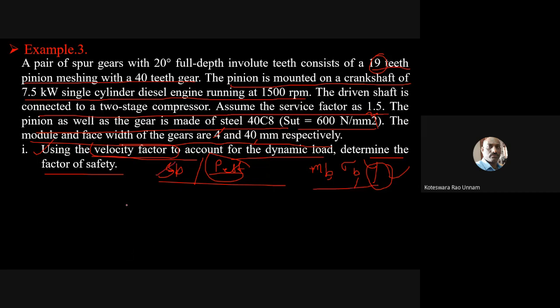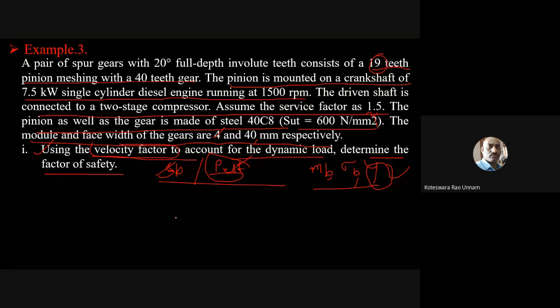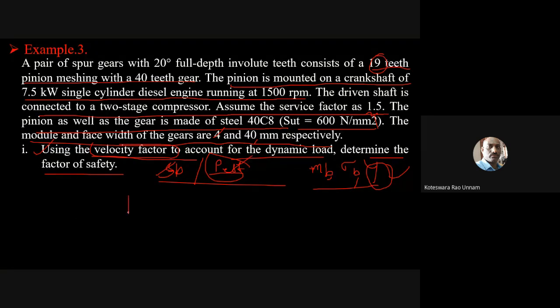Then you need to compute what is P effective. P effective is nothing but PT into CS by CV. CS is directly given as 1.5. Then you require PT. What is the formula for PT? The formula for PT is nothing but 2Mt divided by the diameter of the pinion, dp dash. So you will get PT value also.